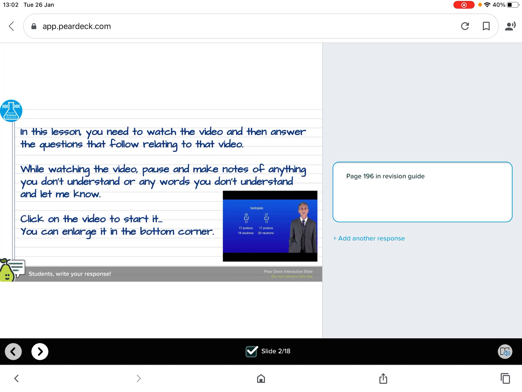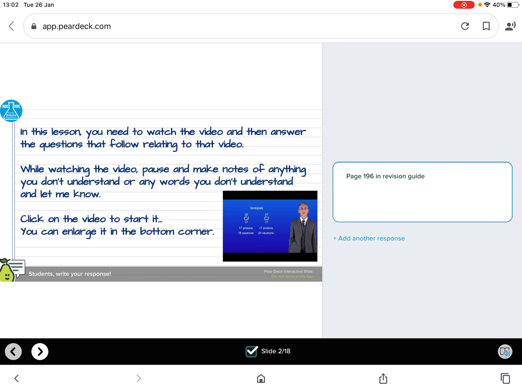The small number is the atomic number and tells us the number of protons. The large number is the mass number and tells us the number of particles in a nucleus, so the number of protons and neutrons. You can work out the number of neutrons by subtracting the atomic number from the mass number.